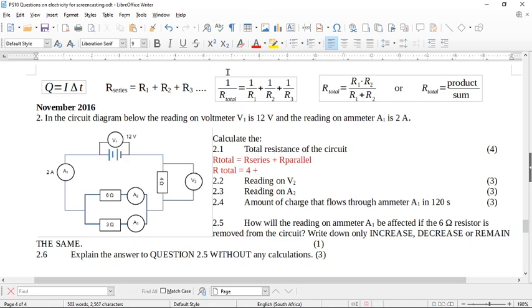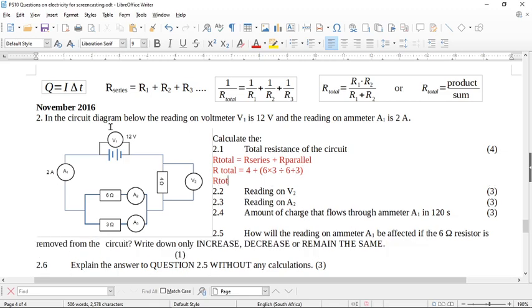Now remember, to calculate the parallel resistance, you say 1 over R total is 1 over R1 plus 1 over R2. But my favorite way is to use this, where you multiply the two resistances and then divide by the sum. So I'm going to do that. On top, my resistances here are 6 ohms and 3 ohms. So I'm going to go 6 times 3 over 6 plus 3. 6 times 3 is 18, 6 plus 3 is 9.